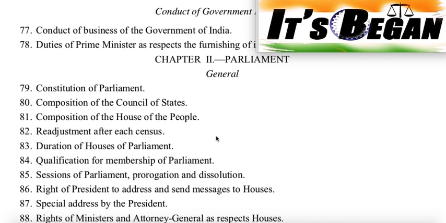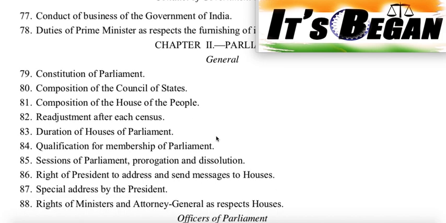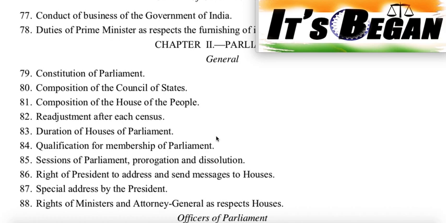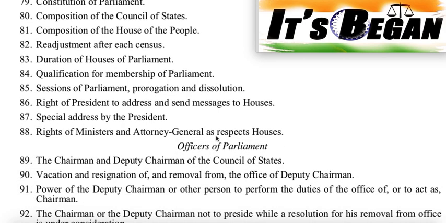Article 86 Right of President to address and send messages to Houses. Article 87 Special address by the President. Article 88 Rights of Ministers and Attorney General as respect Houses. Officers of Parliament. Article 89 The Chairman and Deputy Chairman of the Council of States.